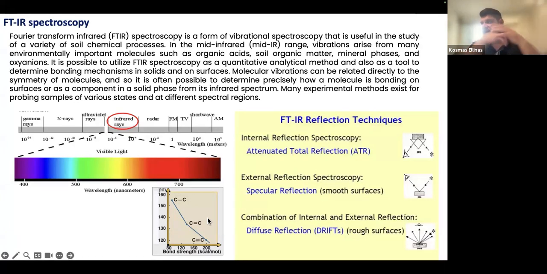So we have specific chemical structures dedicated to specific energies and specific wavelengths. By using this, you can understand what chemical structure you have on your surface. Of course, we have different types of FTIR, like the reflection mode, the specular reflection, the diffuse reflection, depending on what you want to measure. If it is a powder, if it is a solid, if it is a transparent solid, etc.